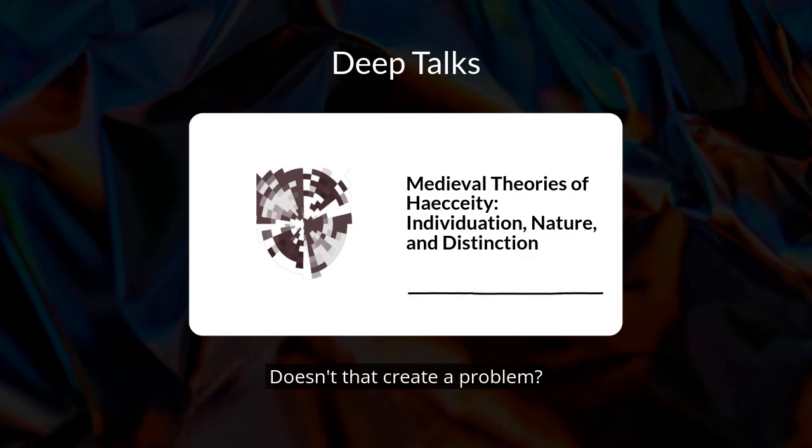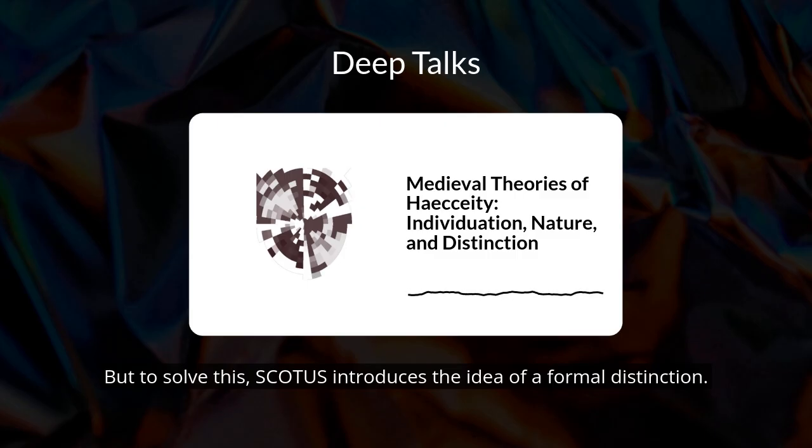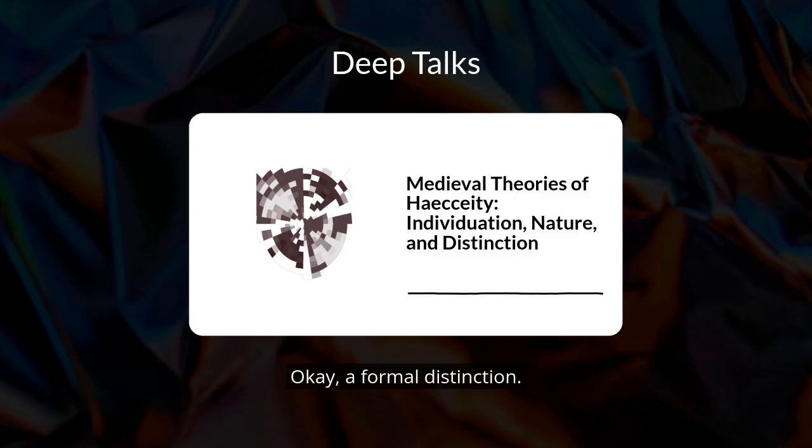Right. Doesn't that create a problem? What's that? Now we have two real things in one individual, the common nature and the Haecceity. How do those fit together? That does seem like a puzzle. But to solve this, Scotus introduces the idea of a formal distinction. Okay, a formal distinction. Break this one down for me.